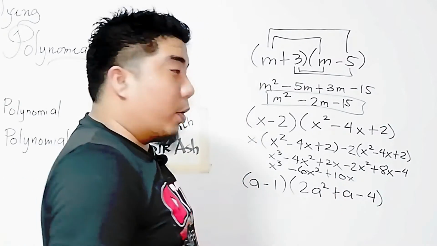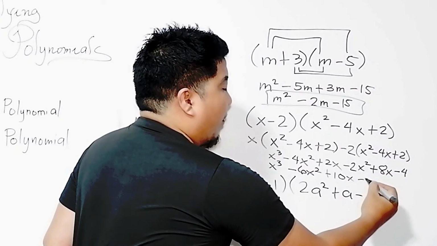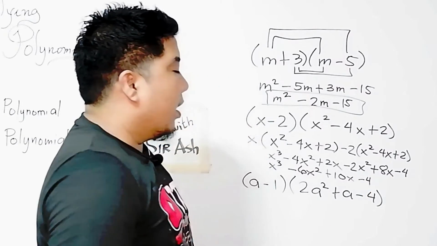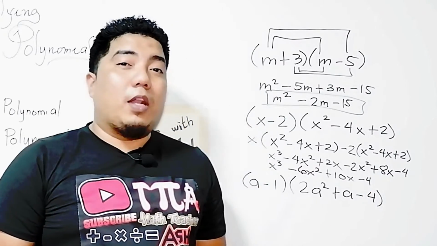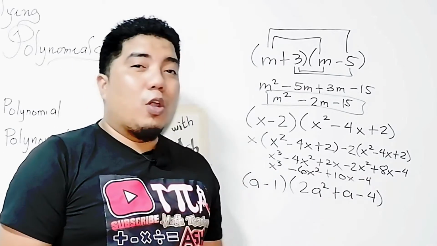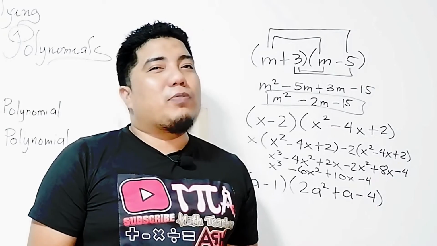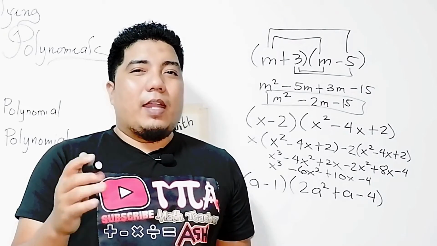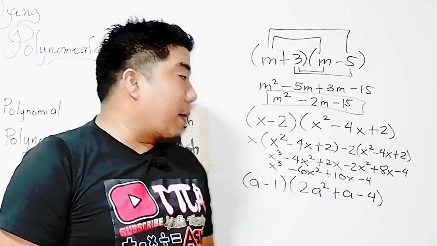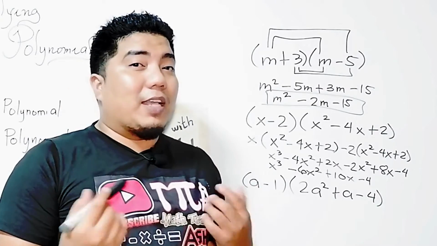And finally, our constant term, which is a solo flight in this matter. So, that will be just copied in your given polynomial. So, you have now your final answer, which is x cubed minus 6x squared plus 10x minus 4. Easy, right? Now, let us go to our final example, and we will apply the vertical method.